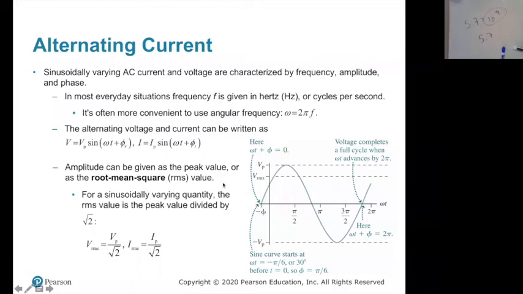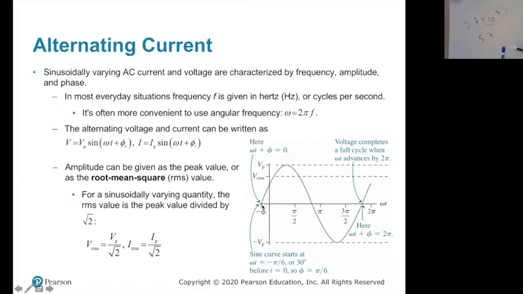Let's do our simplest case where our voltage goes like a sine wave. It doesn't have to. There are other alternating voltages we could have, but we're always going to deal with sine waves. Well, that will create then an alternating current as well. And in our simplest case, these two will line up. They'll both have the same angular frequency.